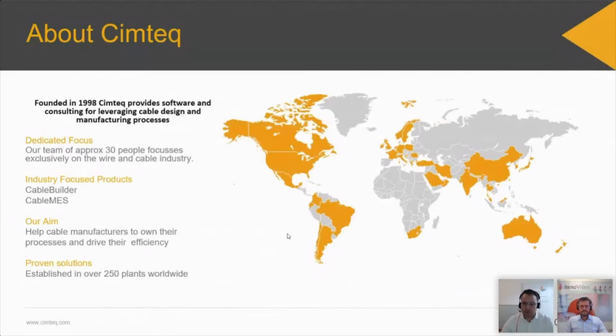So let's move straight into it. If you don't know Cimteq, we've been around since 1998. Our team of 30 people focuses entirely on the wire and cable industry. We do software and consulting, implementation consulting for the industry. Our main products are cable builder for cable design and cable MES for cable manufacturing. And both packages are tailored around increasing cable manufacturers' productivity and efficiency.